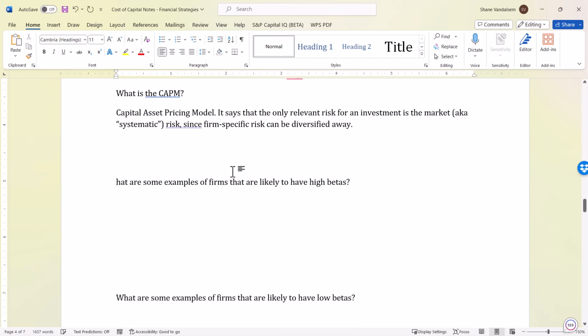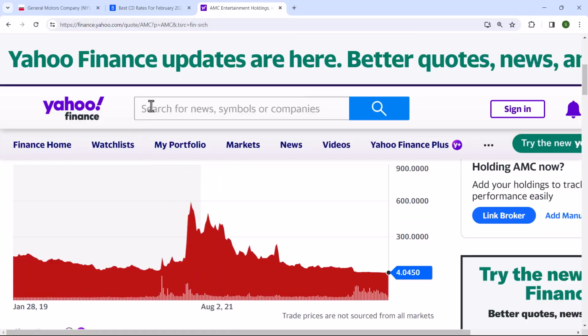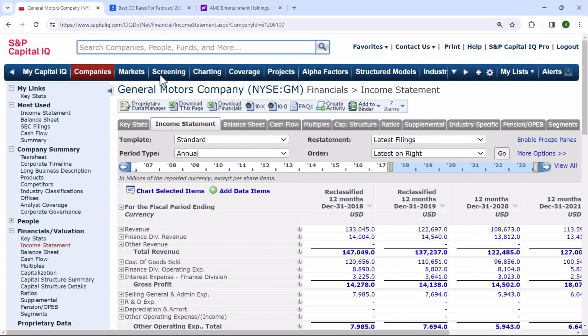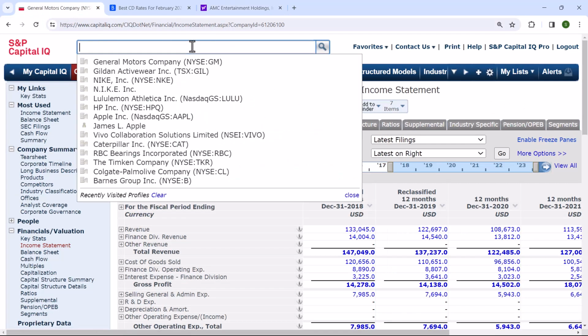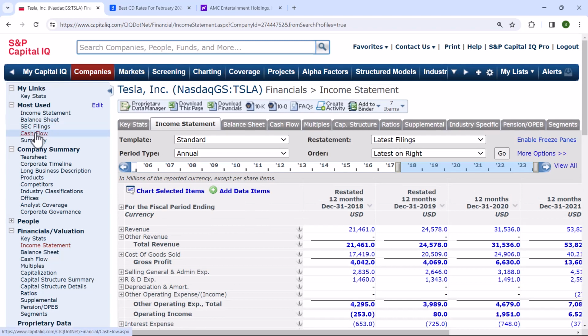Some companies that are likely to have high betas, we can actually look up some companies to see what those would be. I can tell you one is Tesla. Tesla tends to have a high beta because it is a company that is young. It has a product that's often seen as a luxury brand. And so it is sensitive to economic turmoil. Luxury brands tend to be.